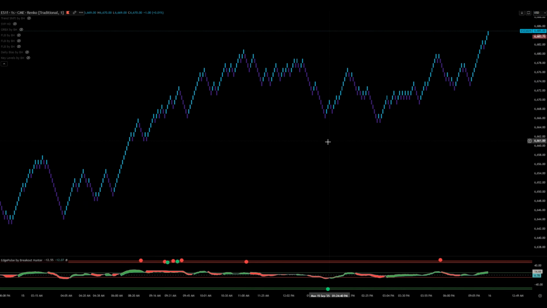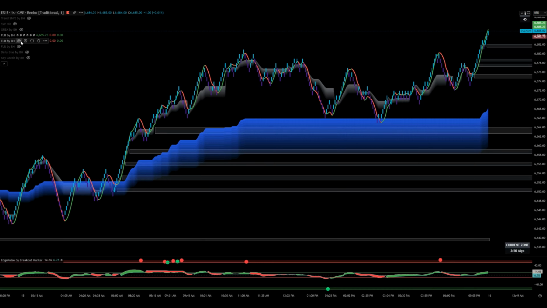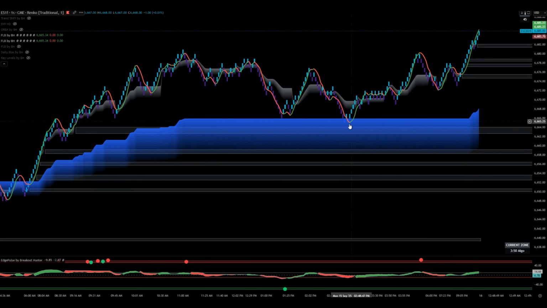So right here is that swing low that happened and it took off, right? So if we turn on, there you go, it's right there. See that? And it's bouncing off of the zone.